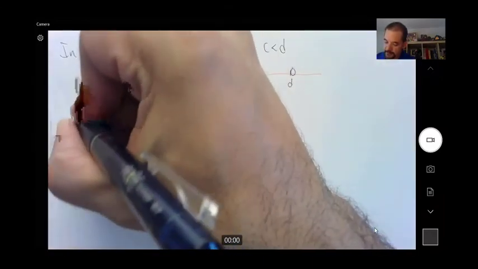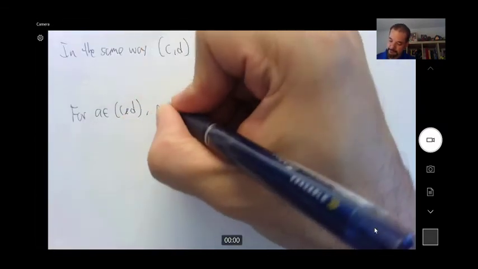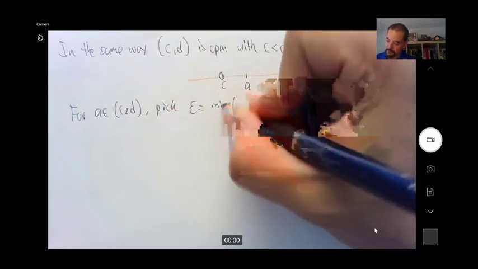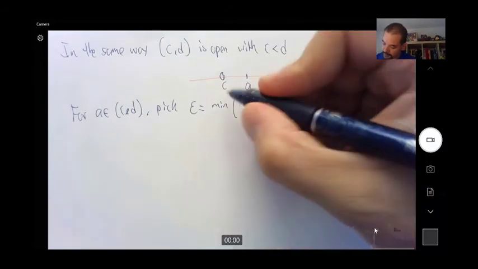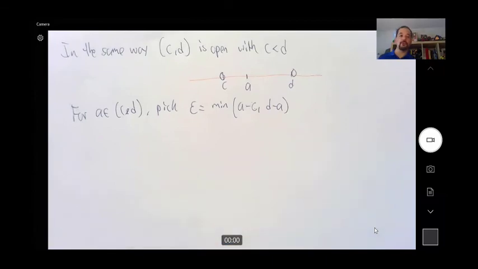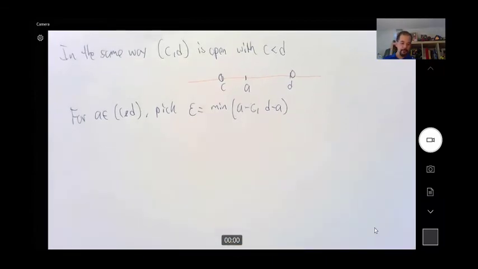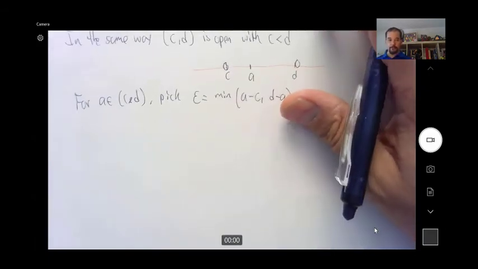So here, for an arbitrary A in C, D, pick epsilon to be the minimum of A minus C or D minus A. Otherwise, it's going to be negative. So this distance and that distance. Take the smallest of those two, and that one should work. So that's why you know that all the open intervals are actually open, or at least all the open bounded intervals. Now, here's another interesting set that is also open, and for a weird reason.